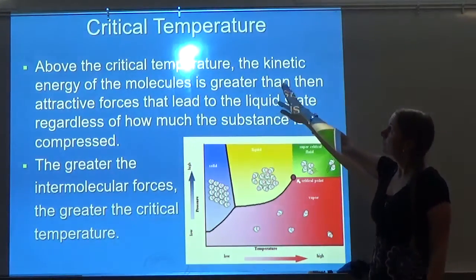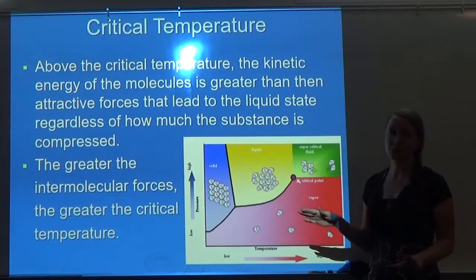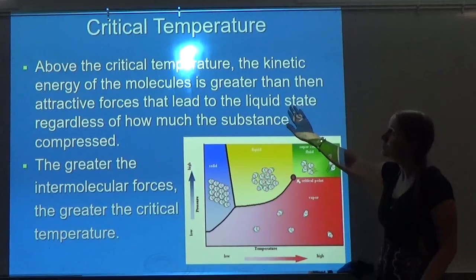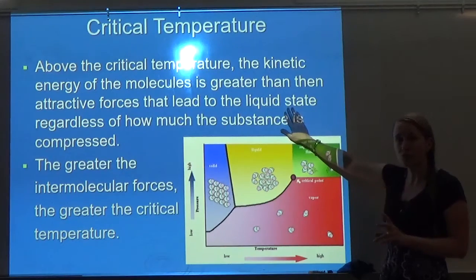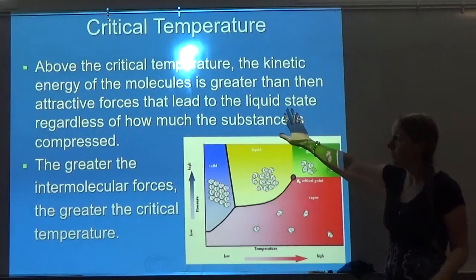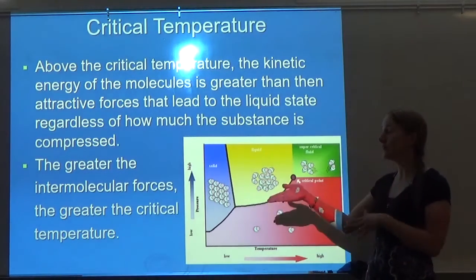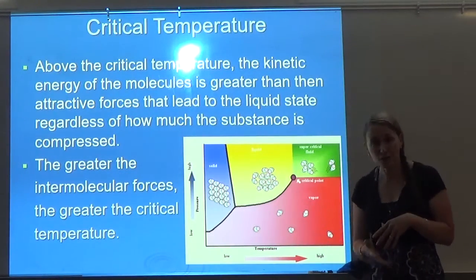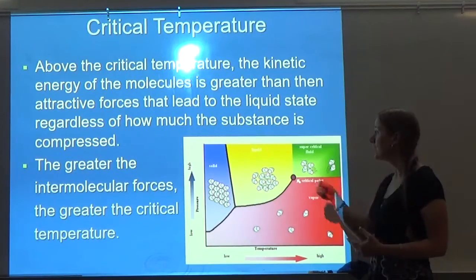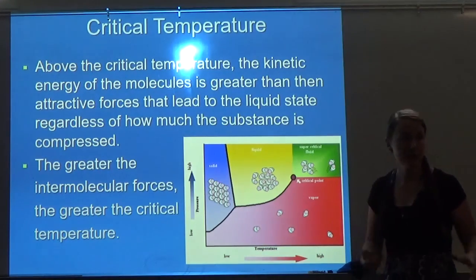So above the critical temperature, the kinetic energy of the molecules is greater than the attractive forces that lead to the liquid state, regardless of how much the substance is compressed. So in other words, we reached a point where they have so much kinetic energy, no matter how much we increase the pressure, we can't get those particles to liquefy again. The greater the intermolecular forces, the greater the critical temperature, because more intermolecular forces mean the particles want to be together. So you would have to heat it even higher to get enough kinetic energy to where they would not come back together. All right, and past our critical point, it's just called a supercritical fluid.